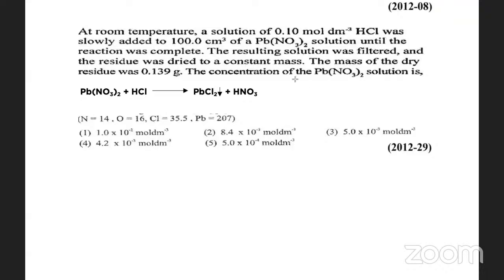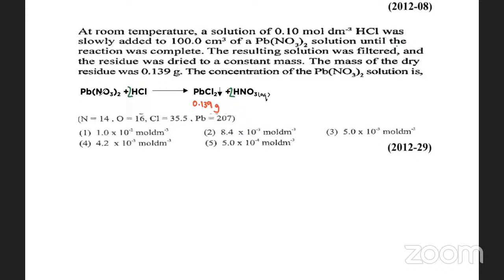Nice. So this is how lead nitrate and HCl react with each other. You will get lead chloride as the precipitate. HNO3 is a solution, it can't be a precipitate. In the question, they have provided the mass of lead chloride, which is 0.139 grams. And you have to balance the reaction as always. Don't forget that. If I add a 2 here and a 2 here, the reaction is fine.